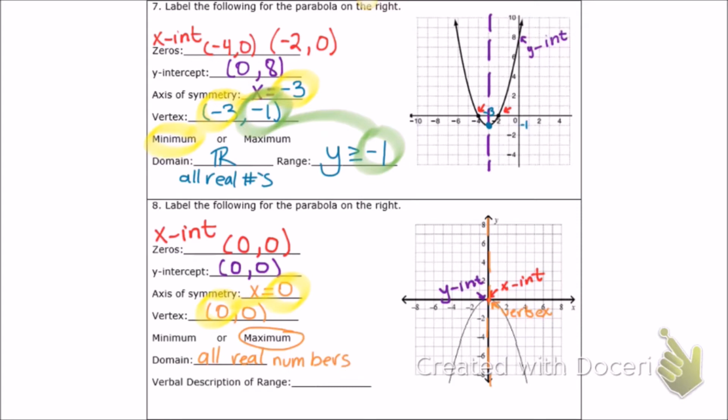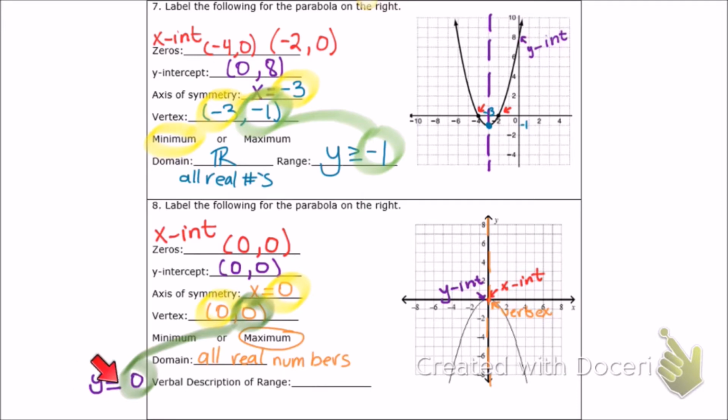Now, the verbal description of the range. Okay, so this time I'm actually going to write the range with actual words. So on this side, I'm going to write it using inequalities, okay? So remember that we always use the y, okay? My parabola is opening down, so I'm going to have the less than or equal. And we're going to use the y value of our vertex, which is 0, okay? The y value.